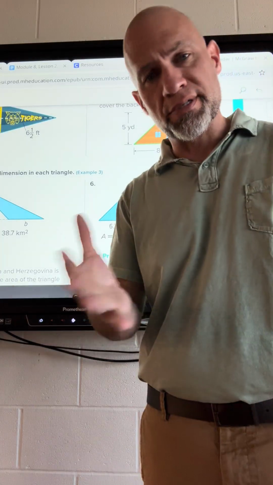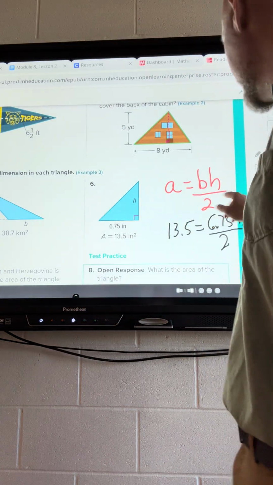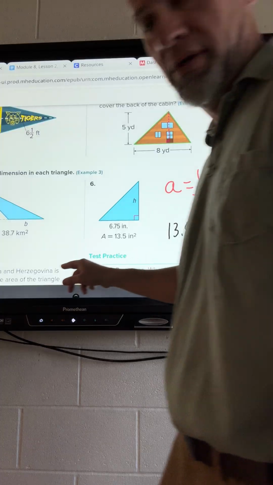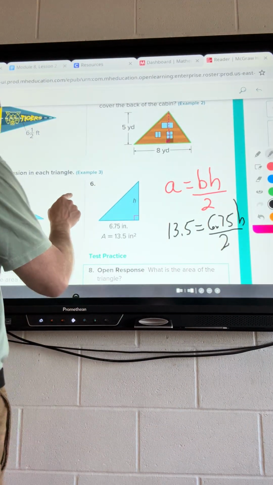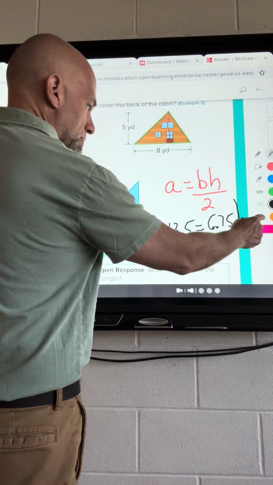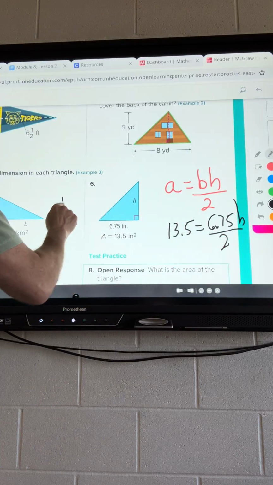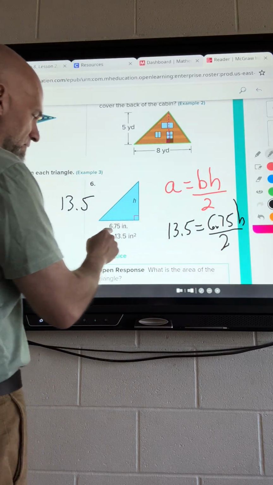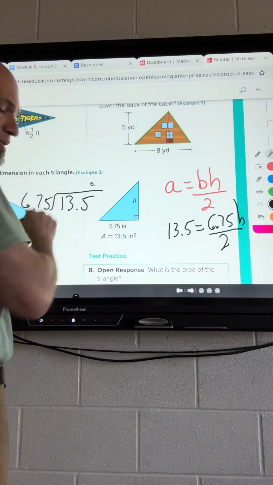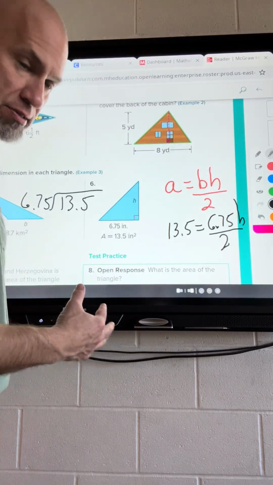But there's another way you could do it with division. It could be shorter sometimes. Take the area, which is 13.5, and divide it by the given base of 6.75. And then when you do that division, you can multiply whatever you get for your quotient by 2, and that will give you the missing piece.